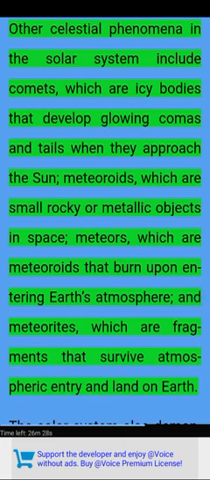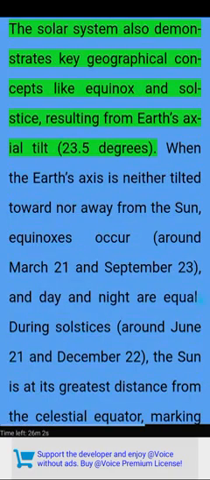Other celestial phenomena in the solar system include comets, which are icy bodies that develop glowing comas and tails when they approach the sun, meteoroids, which are small rocky or metallic objects in space, meteors, which are meteoroids that burn upon entering Earth's atmosphere, and meteorites, which are fragments that survive atmospheric entry and land on Earth.